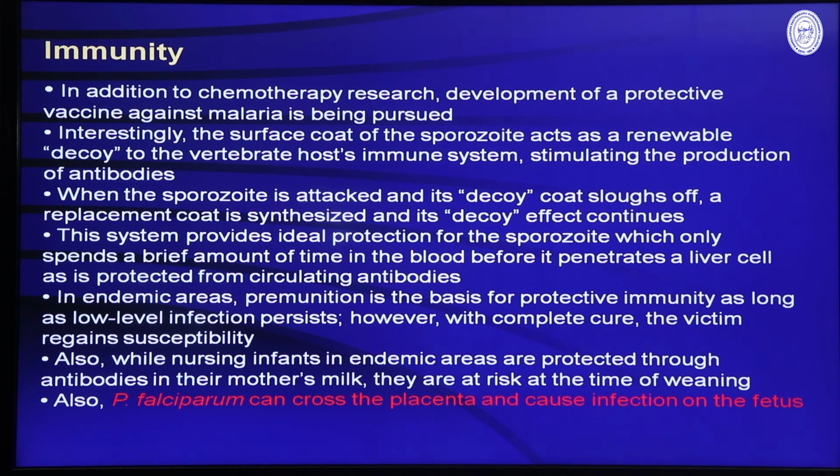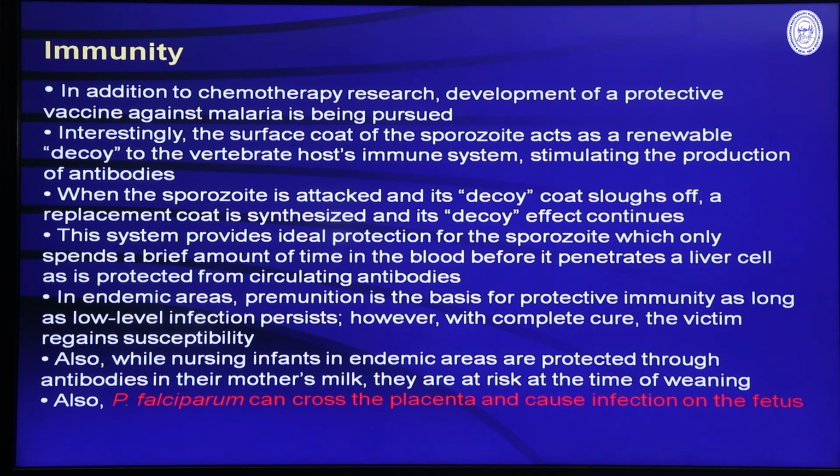Now, in addition to this chemotherapy, research is still going on for the invention of a vaccine against malaria. Interestingly, it is seen that the surface coat of the trophozoite acts as a renewable decoy to the vertebrate host immune system, stimulating the production of antibodies. When the sporozoite is attacked and its decoy coat is sloughed off, a replacement coat is synthesized, and its decoy effect remains continuous. This system provides an ideal protection for the sporozoite, which only spends a brief amount of time in the blood before it penetrates a liver cell, as it is protected from the circulating antibodies.